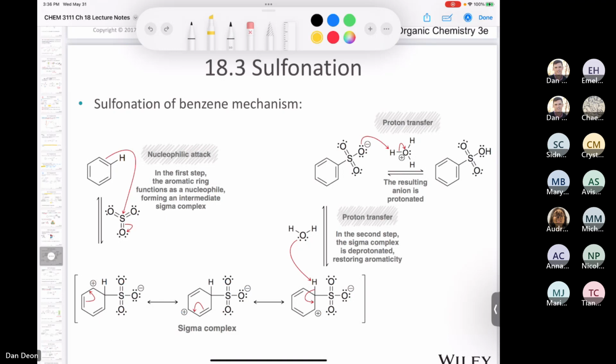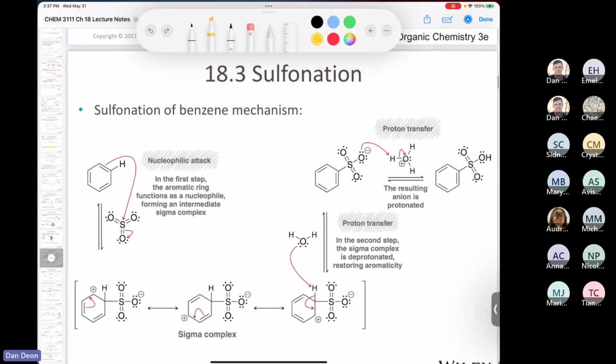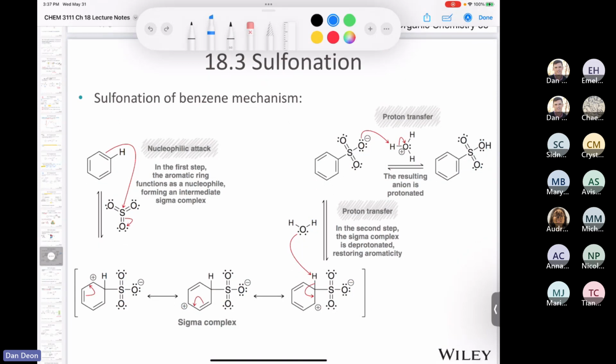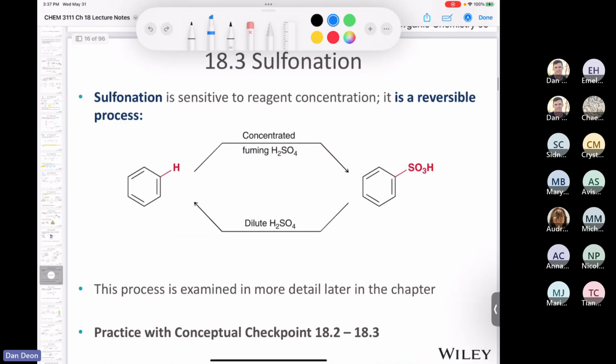Now, what's the synthetic utility of making a sulfonic acid? If you go back to the alcohols chapter, I taught you about a protecting group, right? We used the TMS, the trimethylsilyl ether, as a protecting group. Well, in this chapter, I'm going to teach you how to use a sulfonic acid, not as a protecting group, but as what we call a blocking group. So we have to be able to remove our blocking group, and get a load of this.